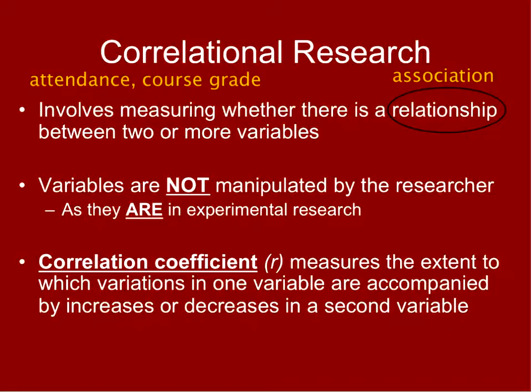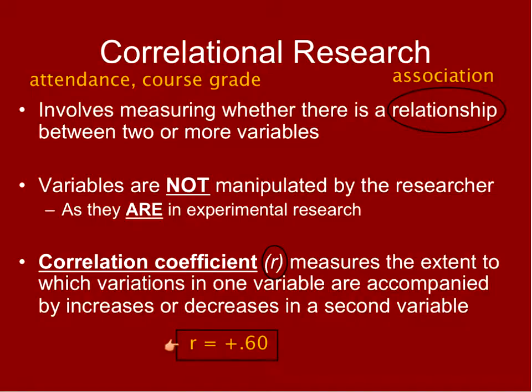Ultimately, what we compute is something called a correlation coefficient, which is denoted by this lowercase r. And that lowercase r measures the extent to which changes in one variable are associated with increases or decreases in a second variable. I will tell you, as an example of a correlation coefficient down below, that the consistent correlation between attendance points and course grade in this course is about positive 0.60.